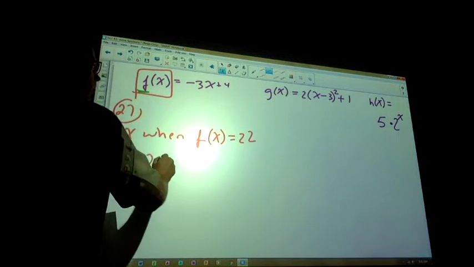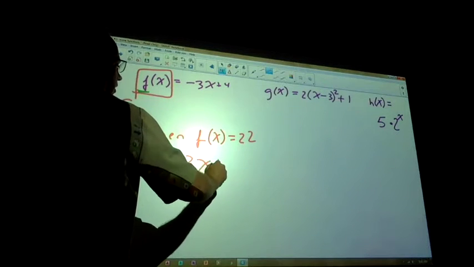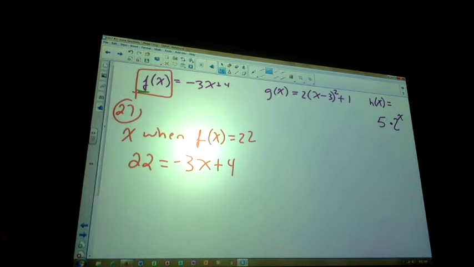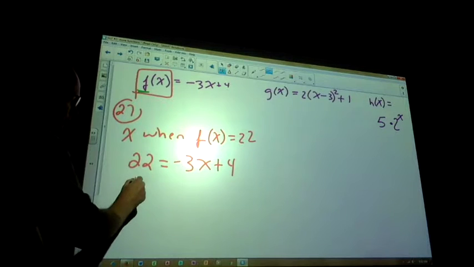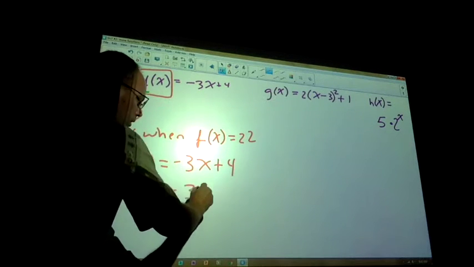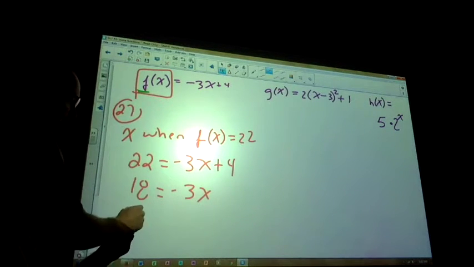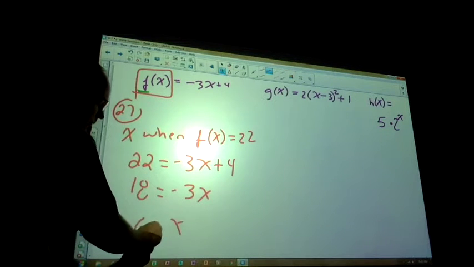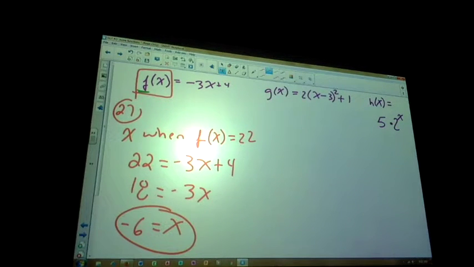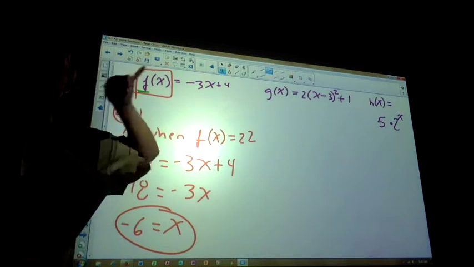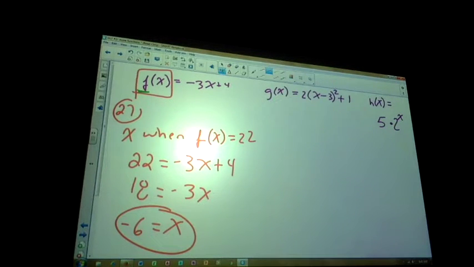So 22 is equal to negative 3 plus 3x plus 4. Oh, so we just do our normal solve. So from here, we'll subtract 4 from both sides. Divide each side by negative 3. So the function at negative 6 gives me 22. So now you're plugging in.